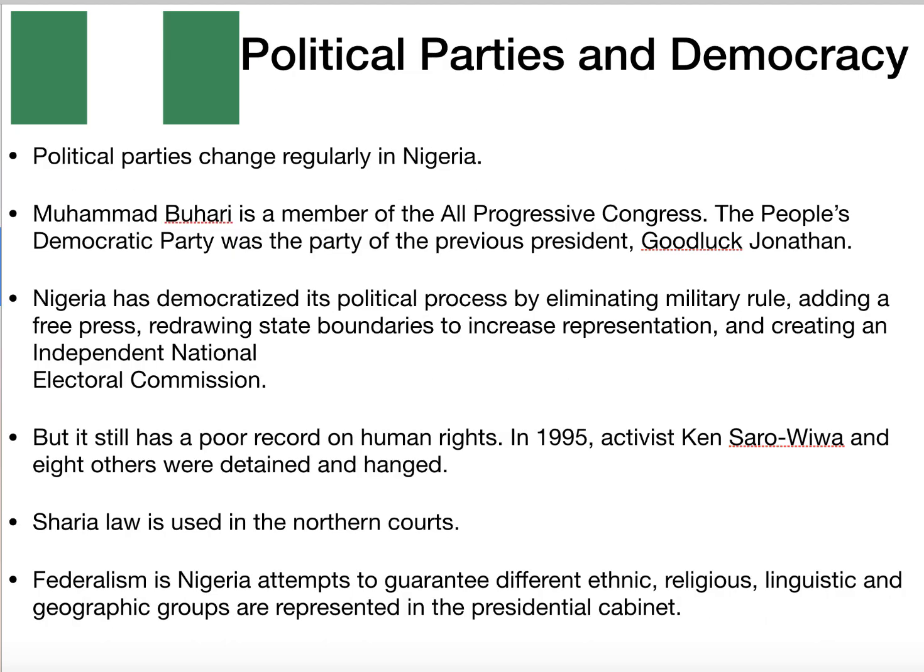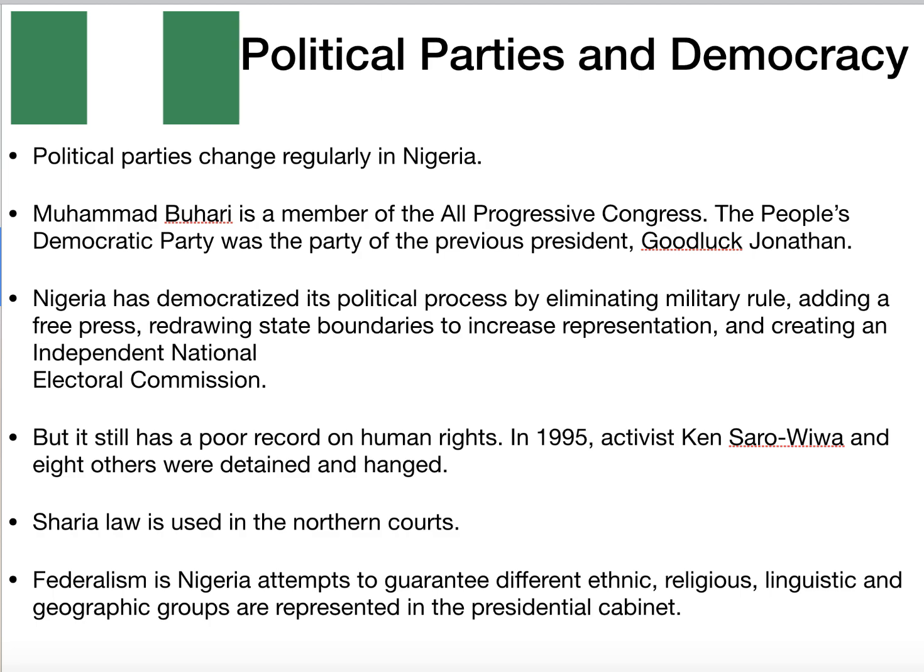Okay. Political parties and democracy in Nigeria. The parties change rather frequently, so I would not focus too much on that. If you're interested, Buhari is a member of what's called the All Progressive Congress. The previous president was Goodluck Jonathan. He was part of the People's Democratic Party, but it's not as simple. It's really more about ethnic loyalties and regional differences.